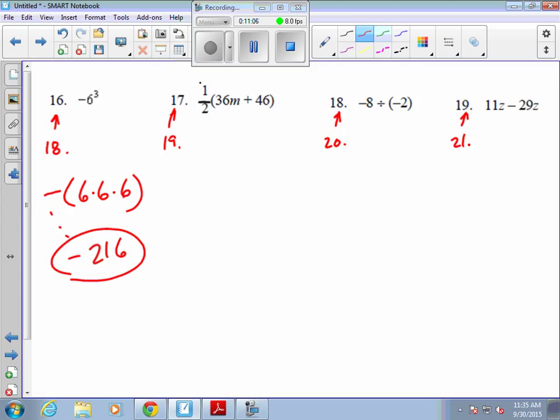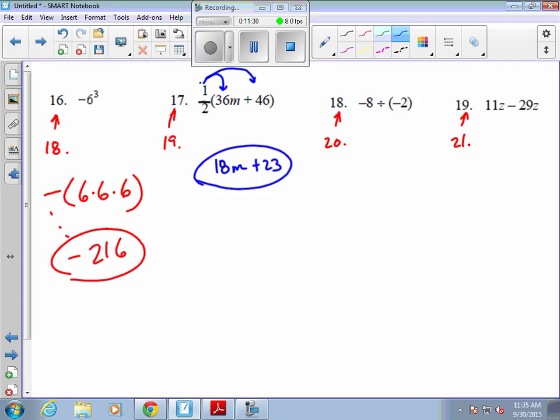Number 17, again, was number 19 on some of y'all's versions, is 1/2 times 36m plus 46. That needs to be distributed. 1/2 times 36 is half of 36, which is 18m. And then 1/2 times 46, again, is half of that, which is plus 23.